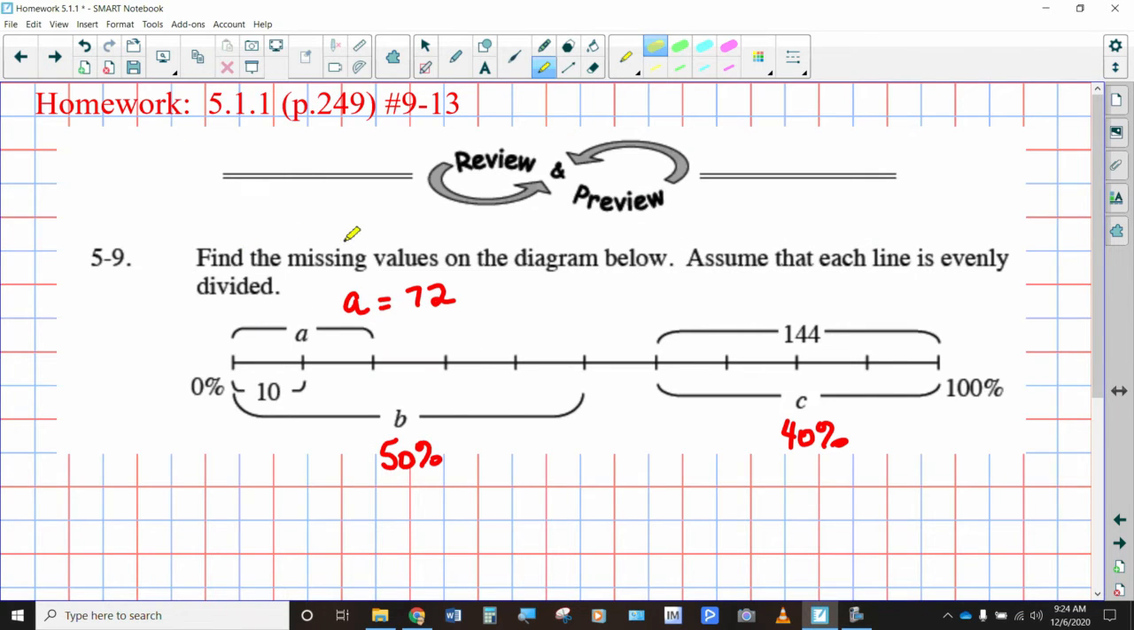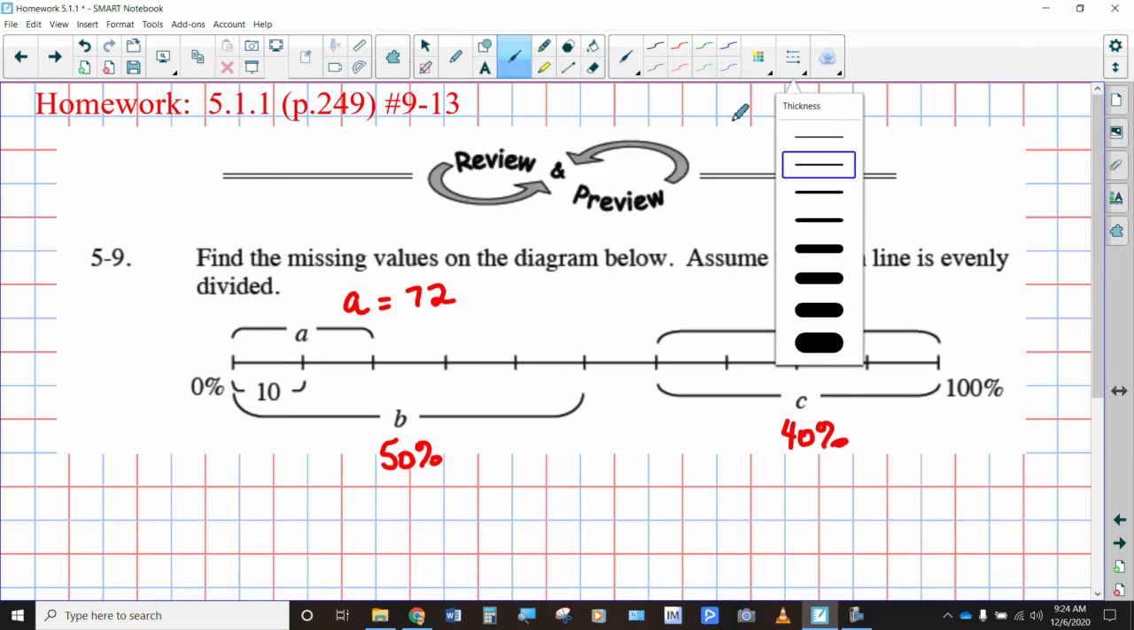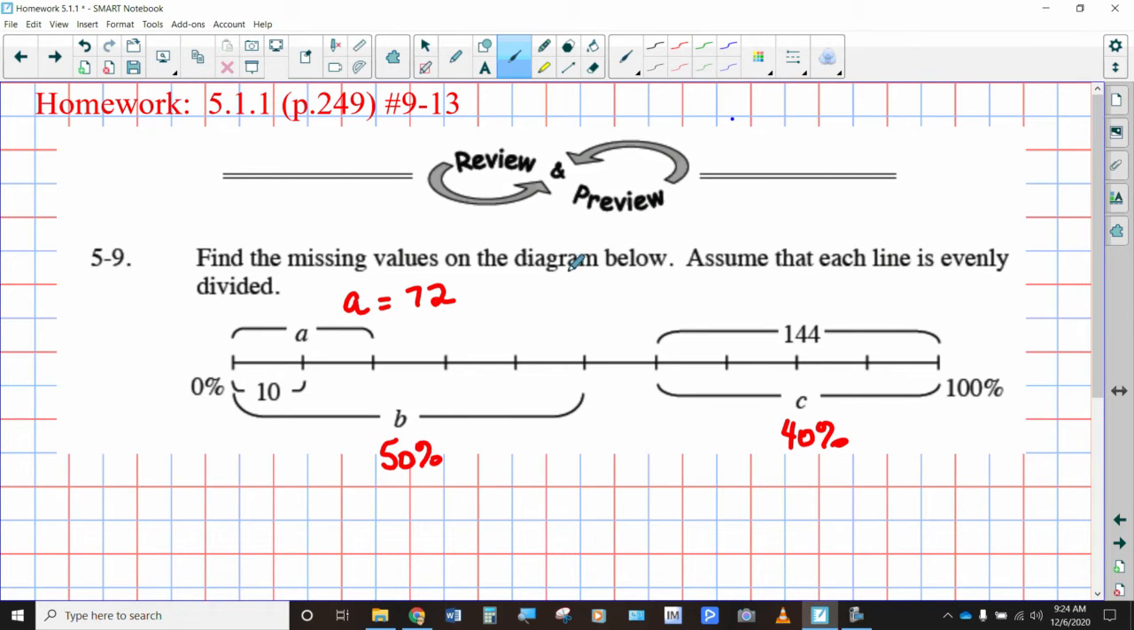What do we have here? Find the missing values on the diagram. Assume that each line is evenly divided. Okay, so this is kind of what we were looking at yesterday when we were finding percents of different numbers. Looking all the way across this, you can figure out what the total is just by doing a little bit of analysis. And here we know that 44% is equal to 144.